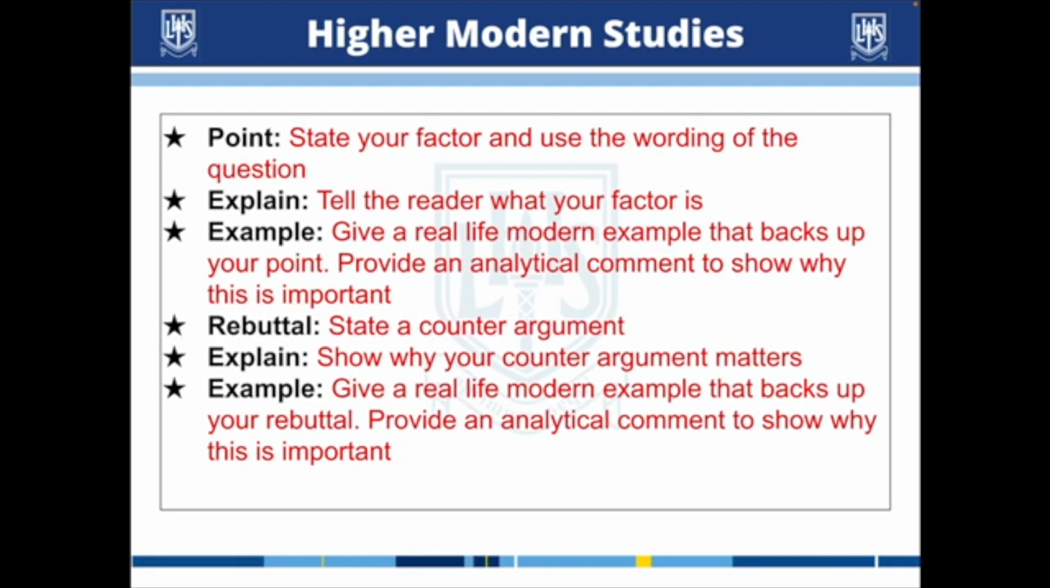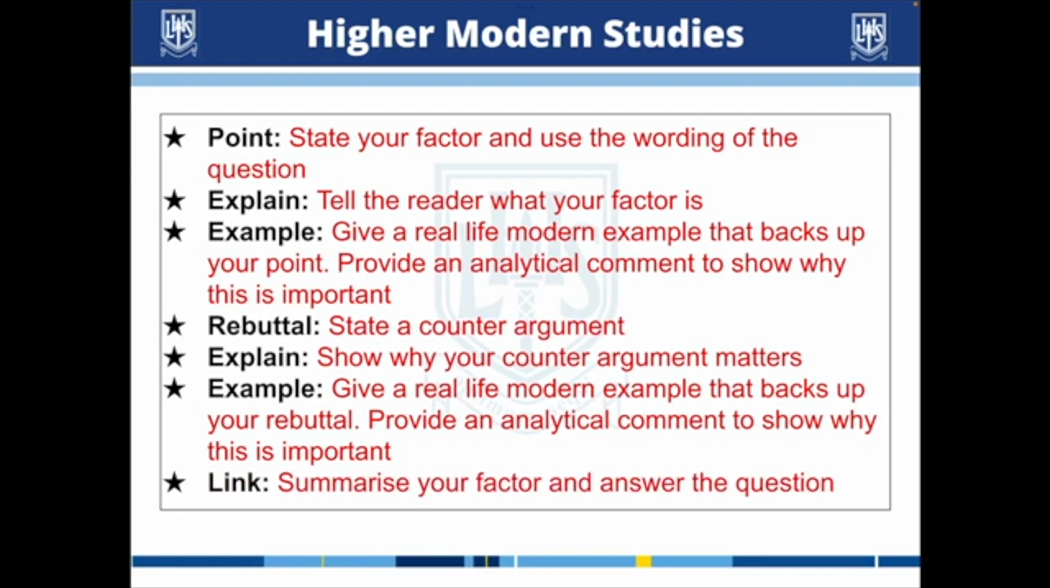Here's the reason you shouldn't trust that first one. Here's the reason that first one might not be accepted by everyone. And then finally, a link.